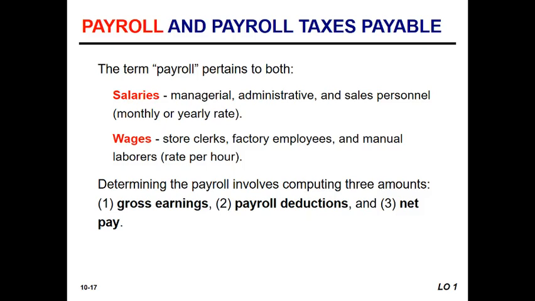Here we are picking up from Tuesday's class talking about payroll and payroll taxes payable. Payroll as a generic term is going to refer to both the salaries of your managerial, administrative, and sales personnel. Those are quoted on a monthly or yearly rate, something along the lines of $75,000 a year or $3,000 a month, along those lines. Wages, however, are those rates per hour that most people are familiar with. That's $20 an hour, $15 an hour. Regardless, either one is going to refer to payroll.